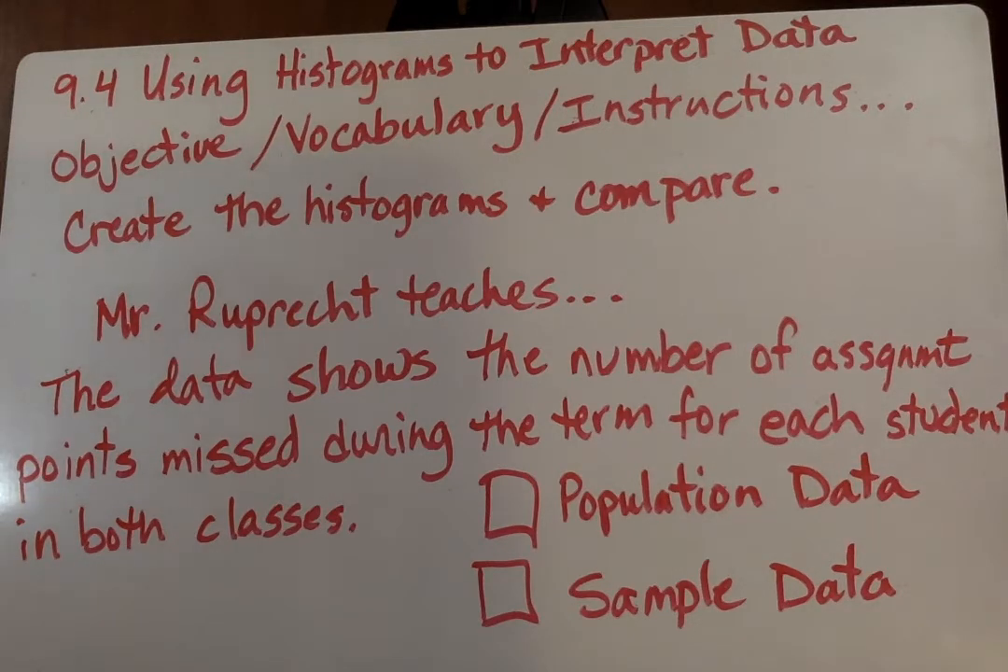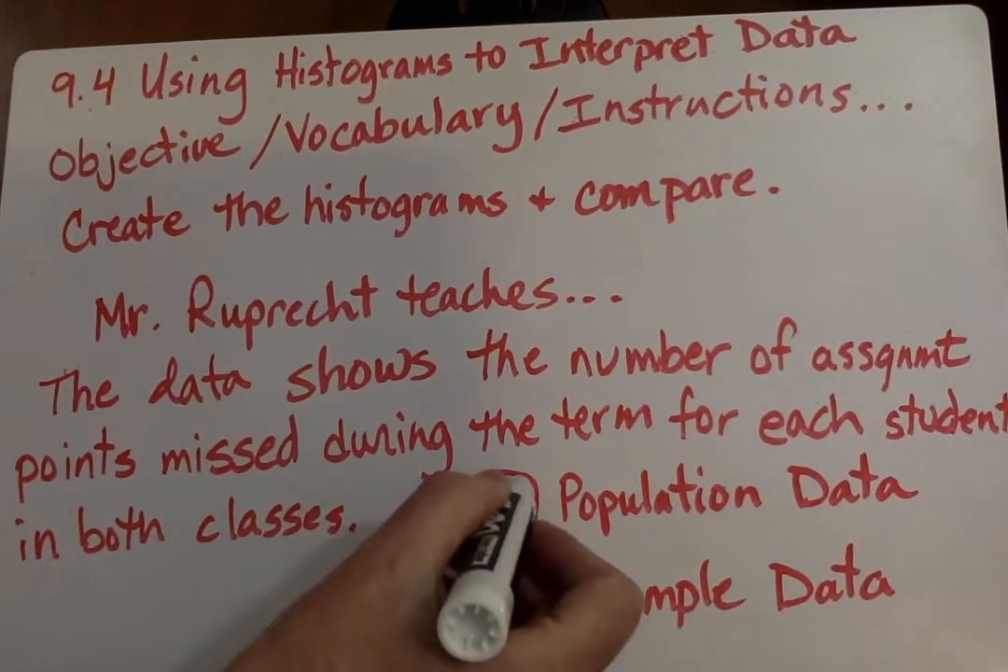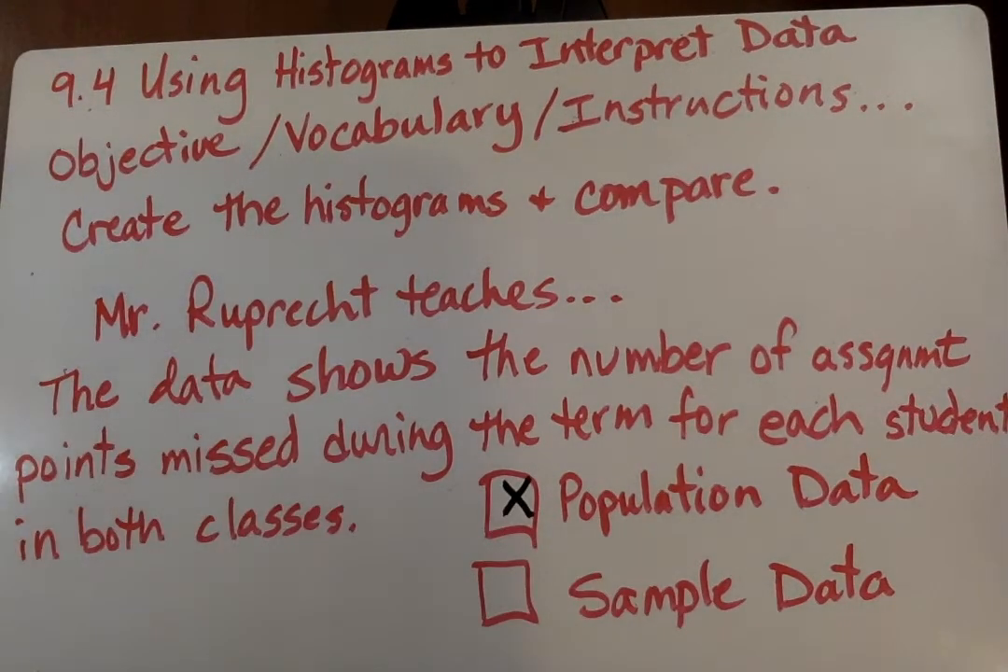Now we need to figure out if that's population data or sample data. Okay, so we see all the list of numbers there for 3rd period and 7th period. And since it's all the students in both classes, it is going to be population data. So go ahead and mark that on your paper, and then we'll get right to the data after that. Okay?